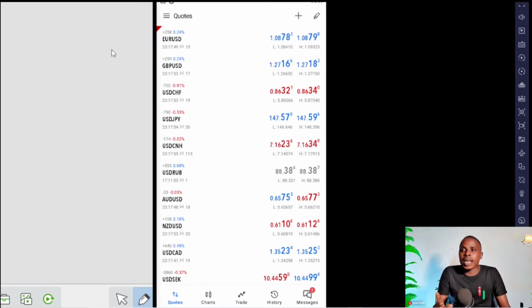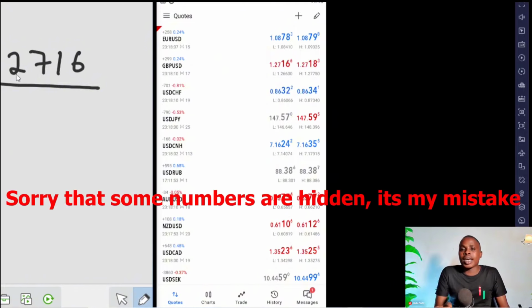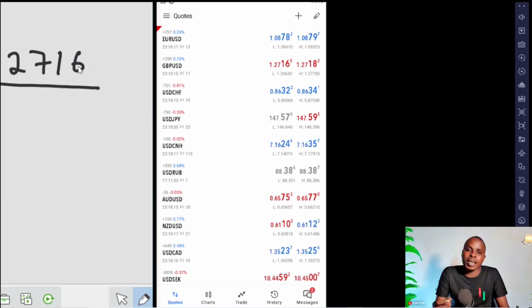Let's say another example is GBP USD. You can see right here, and the exchange rate is 1.2716. So we have the first number here, which is $1, and then 27 cents, and then we have 16 here. The last number, which is the fourth decimal number, is the pip. So if this number changes.